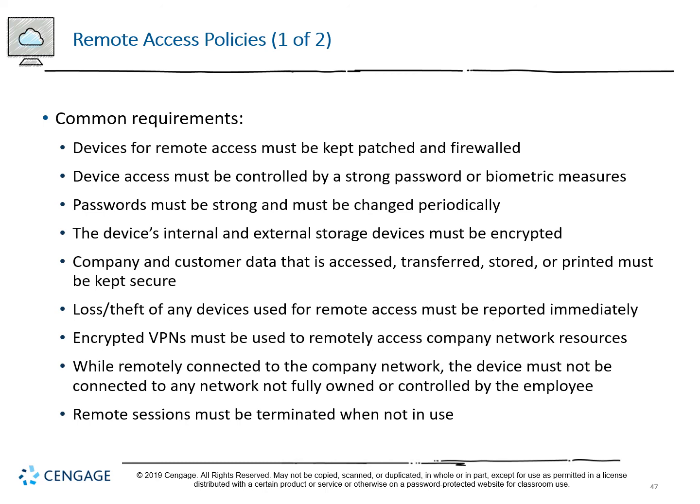Any customer and company data that is accessed, transferred, stored, or printed must be kept secure. Any loss or theft of devices used for remote access must be reported immediately. Encrypted VPNs must be used to remotely access company resources. And while remotely connected, the device must not be connected to any network not fully owned or controlled by the employee. I've had some first-year students not know this.